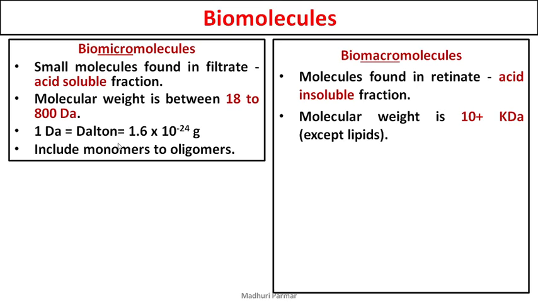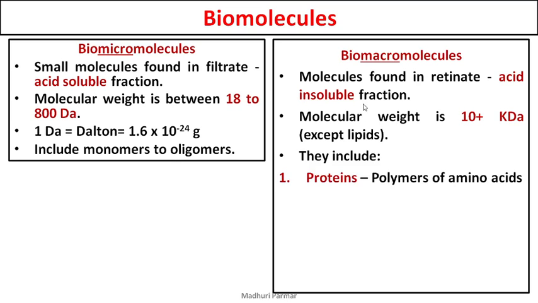Biomicromolecules include all the monomers to oligomers. Oligo, wherever you hear it, means few. So when a few monomers come together, they form oligomers. So biomicromolecules have monomers and oligomers.